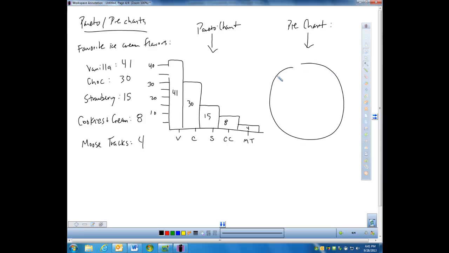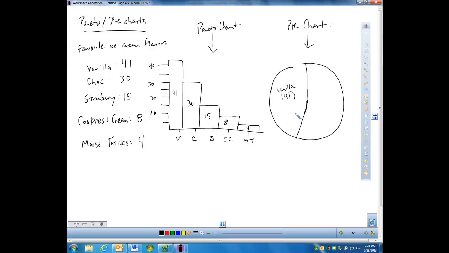And you guys have seen pie charts before. Alright, so what I'm going to do is I'm going to cut this circle, or cut this pie, if you will, into pieces that represent the frequencies of each of these. And really what it is now, it's relative frequency. So 41 out of, let's see what we got, 41, 71, 86, and 12, 98. So 41 out of 98, which is just a little over half, are vanilla favorites. Okay, let's see, chocolate, 30 out of 98. It's just a little over 30%.